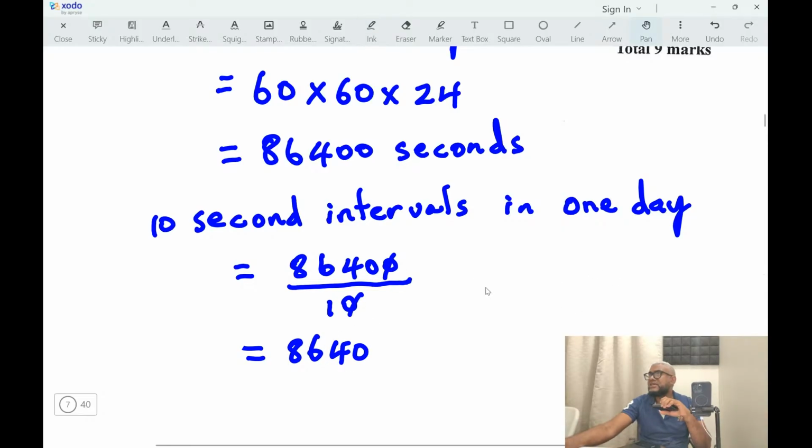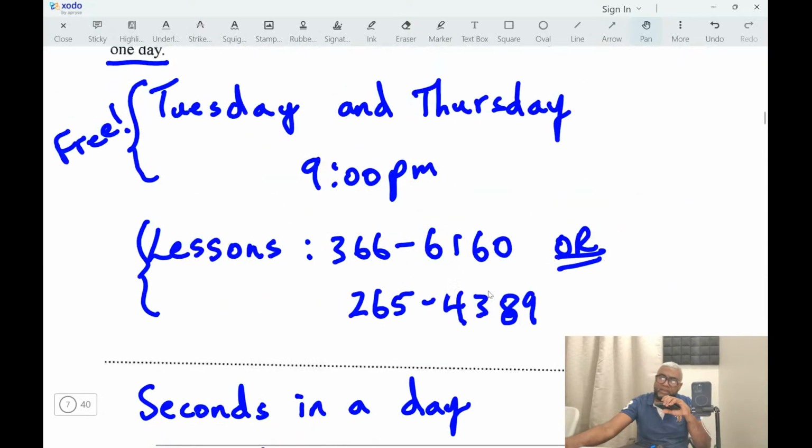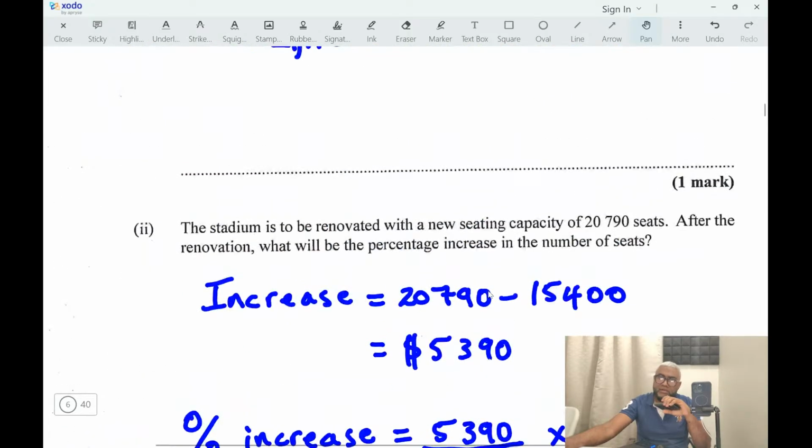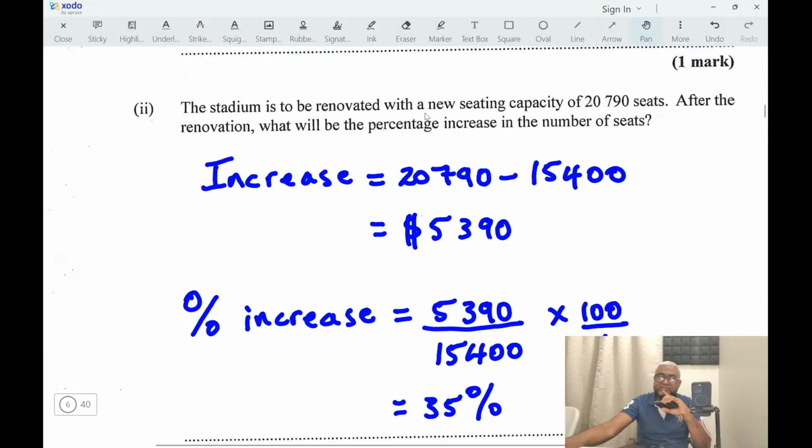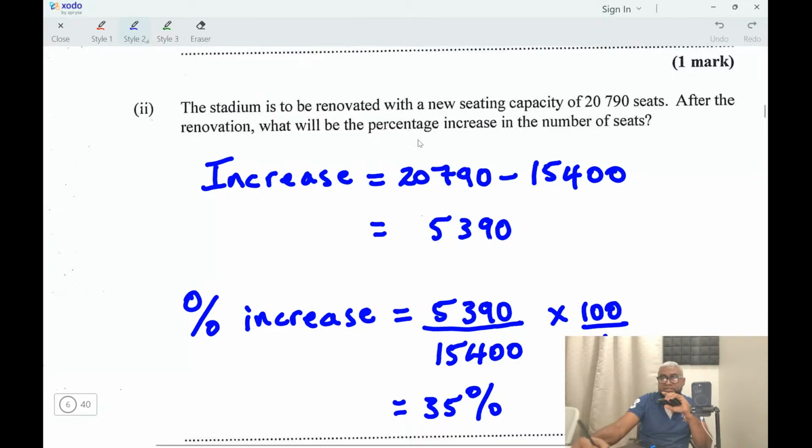Just so, guys, I think Mia wanted to see something up here. Yeah, it was seats, but they asked us for the percentage increase here. Yeah, very good. Very good, Mia. This was supposed to be seats. Thank you.